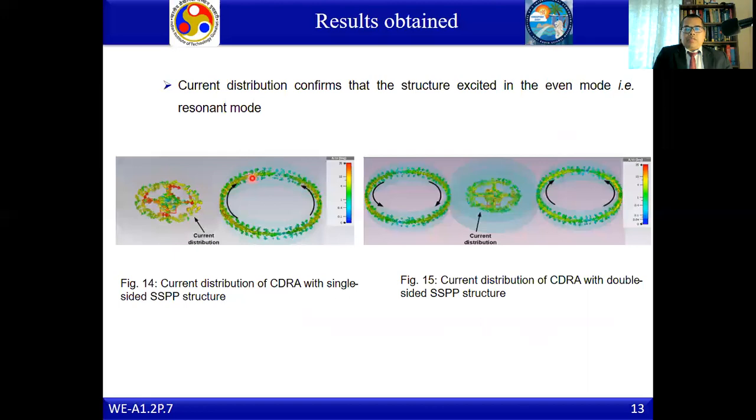Because the cylindrical SSV structures are placed in the near field of the cylindrical ring DRA, the current distribution excited in the cylindrical ring DRA for the single-sided SSV structure is shown here. When we place this double-sided SSV structure, this is the current distribution shown here. You can see that there is a change in the direction of the current, with the cylindrical SSV structures placed on both sides of the cylindrical ring DRA.